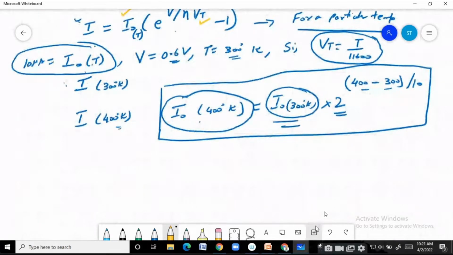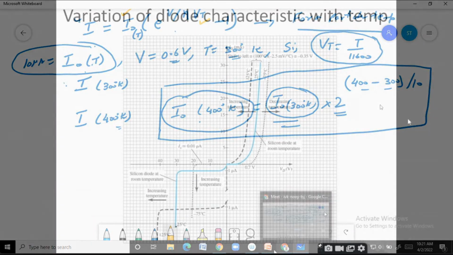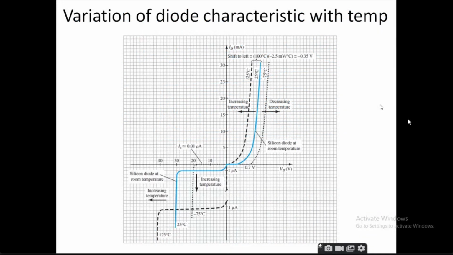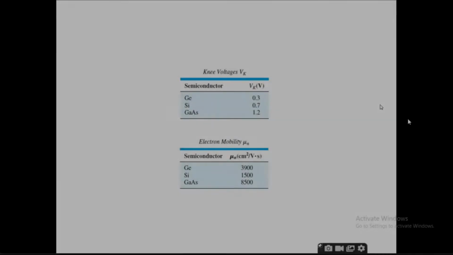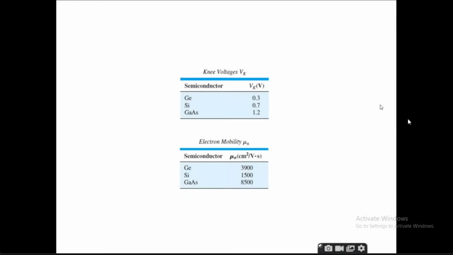Coming back to this, this is how the diode current will vary with temperature, and it is obvious that the current is going to increase with the increase in temperature. Then you saw that for the various materials, there is a cut-in voltage. Cut-in voltage is the minimum voltage beyond which the current in a diode increases significantly. That is how it is defined. That's how most of the books define it.